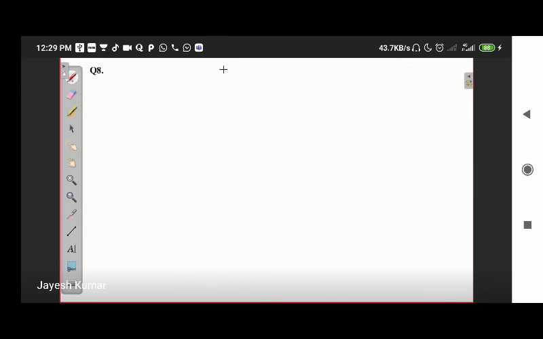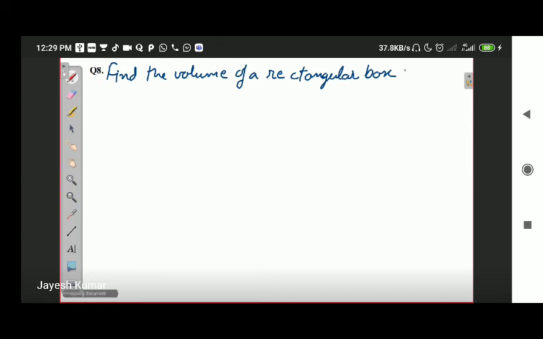Next is question number 8. Find the volume of a rectangular box whose dimensions are. When we say rectangular box, we are talking about a cuboid. Once again there are two parts. I am going to take one part only.